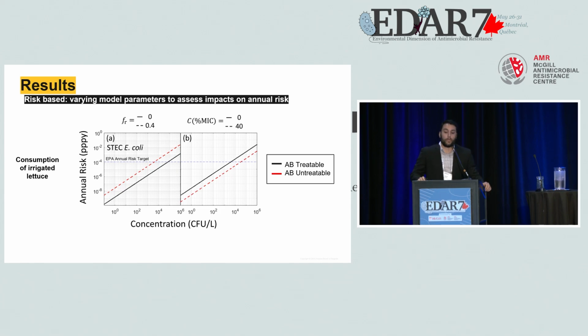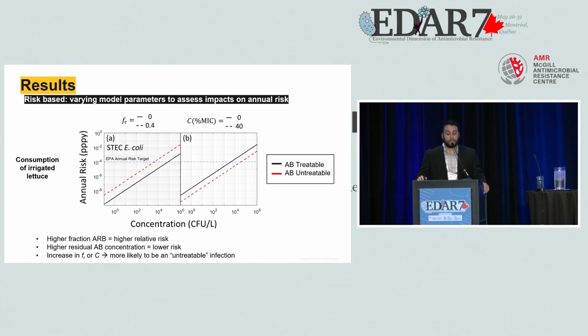E. coli in the reclaimed water that's being used to irrigate the lettuce, and then I vary the fraction of the dose that is either resistant or susceptible to antibiotics. And on the right side, I held all of those values constant, and I instead changed the value of trace antibiotics that the dose would be exposed to.